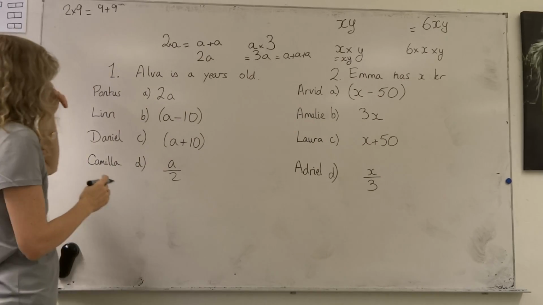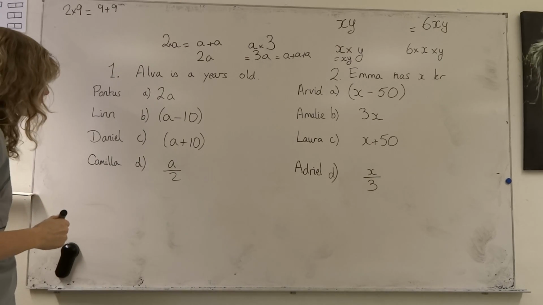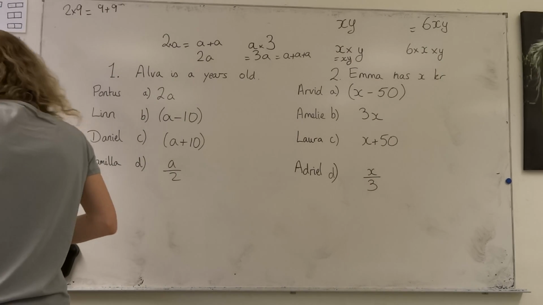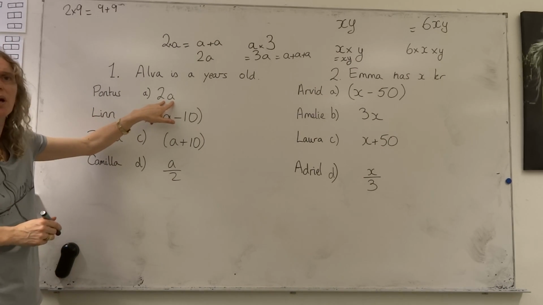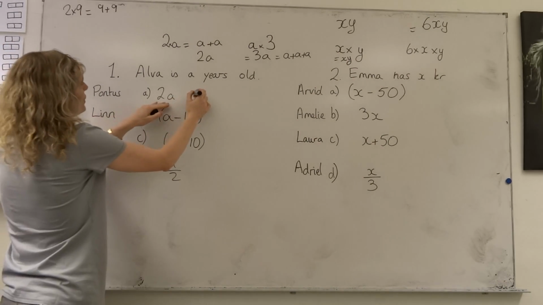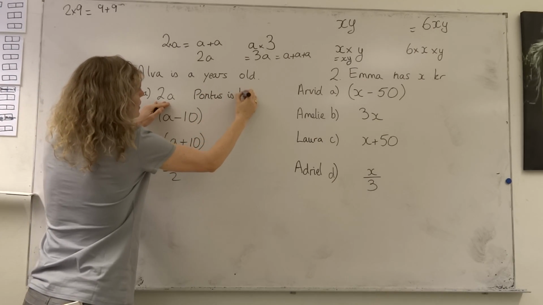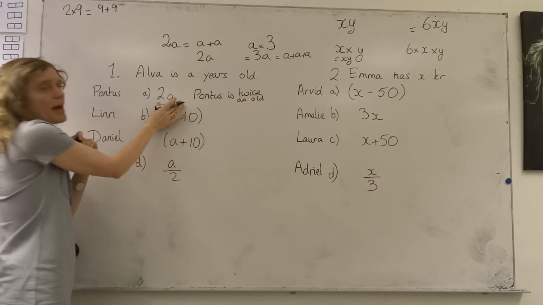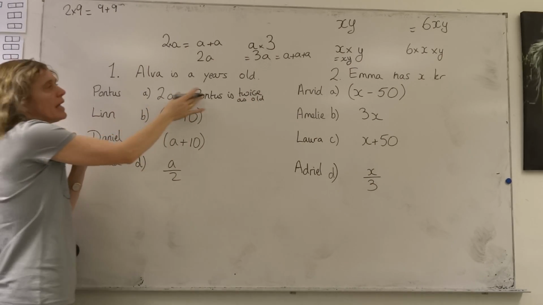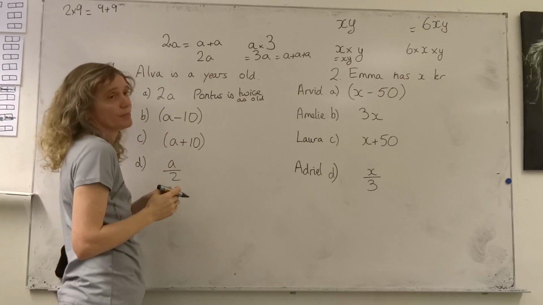Then we've got some things here. We know that Alva is a years old. And if Alva is a years old, how old is Pontus? 2 lots of a. So Pontus is twice as old as Alva. So here's the mathematical term, 2 lots of a. Here's the explanation of what 2a means: twice the age of Alva.